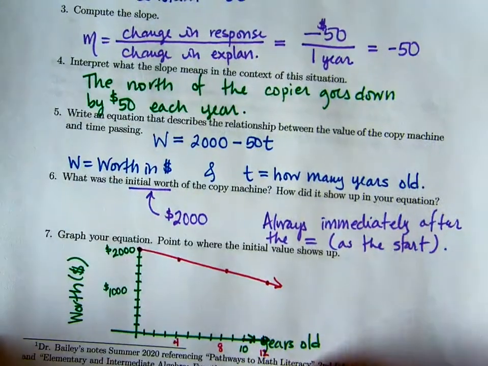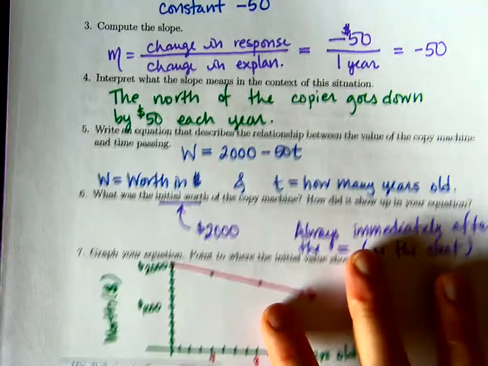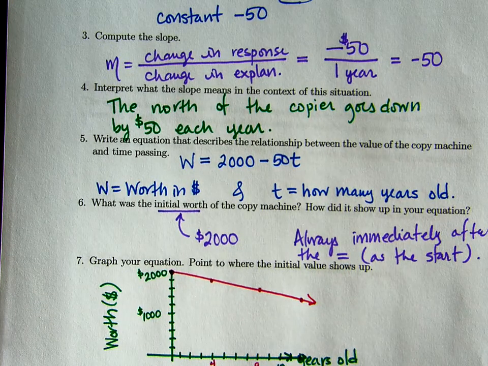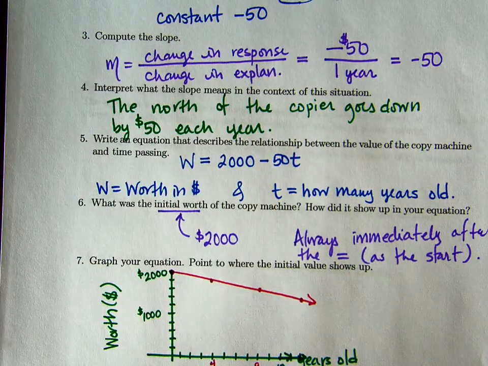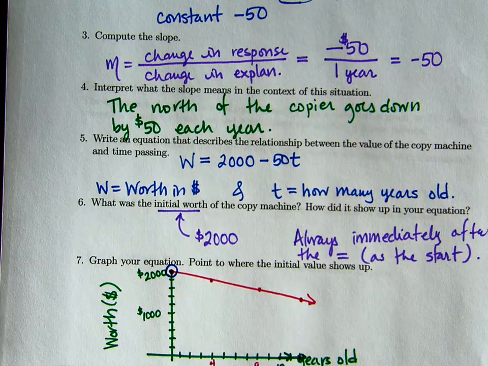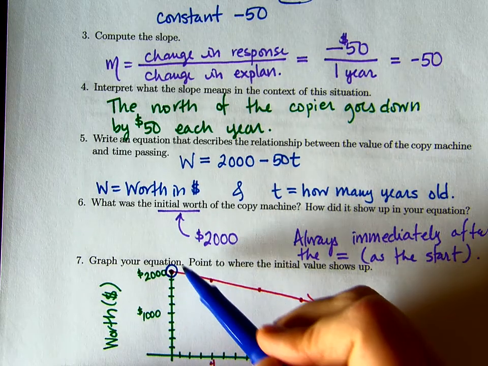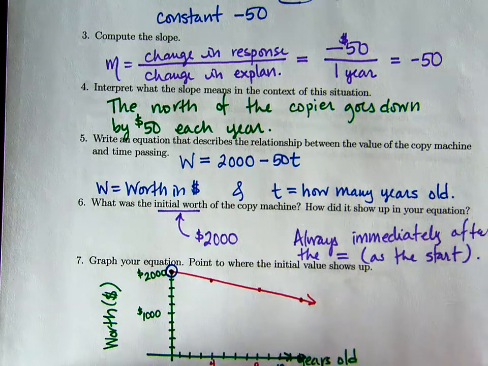Okay, trying to make a straight line, always tricky. Use a straight edge, please. And it says point to where the initial value shows up, right there. There is where the initial value of $200 shows up right there on the horizontal axis.